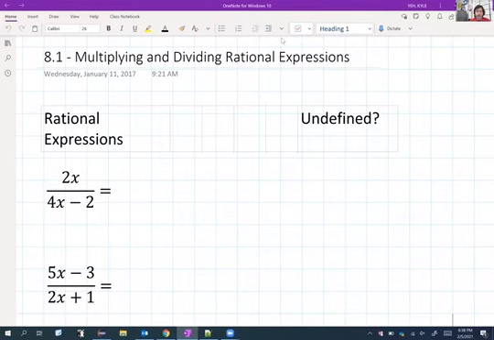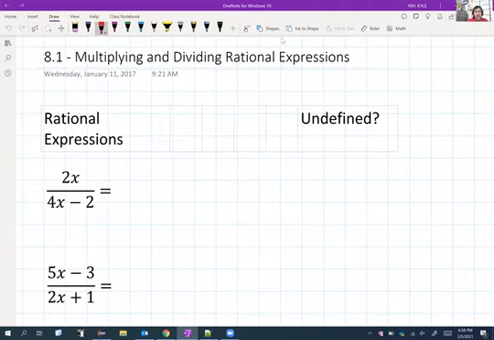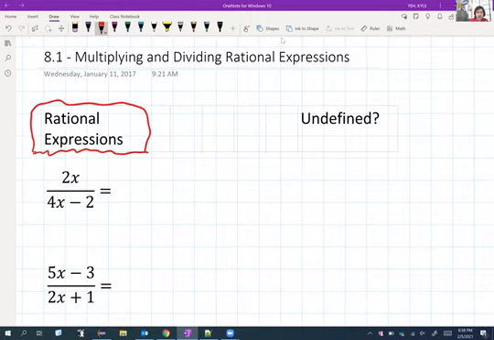Now, let's define that first. What is a rational expression? Well, we know what an expression is. But rational means fractional. It can be written as a fraction, kind of like we saw with rational exponents. So a rational expression, as you see here on the left side of the screen, would be an expression where we have a fraction, most of the time an expression in the numerator and an expression in the denominator. 2x over 4x minus 2, for example, is a rational expression.